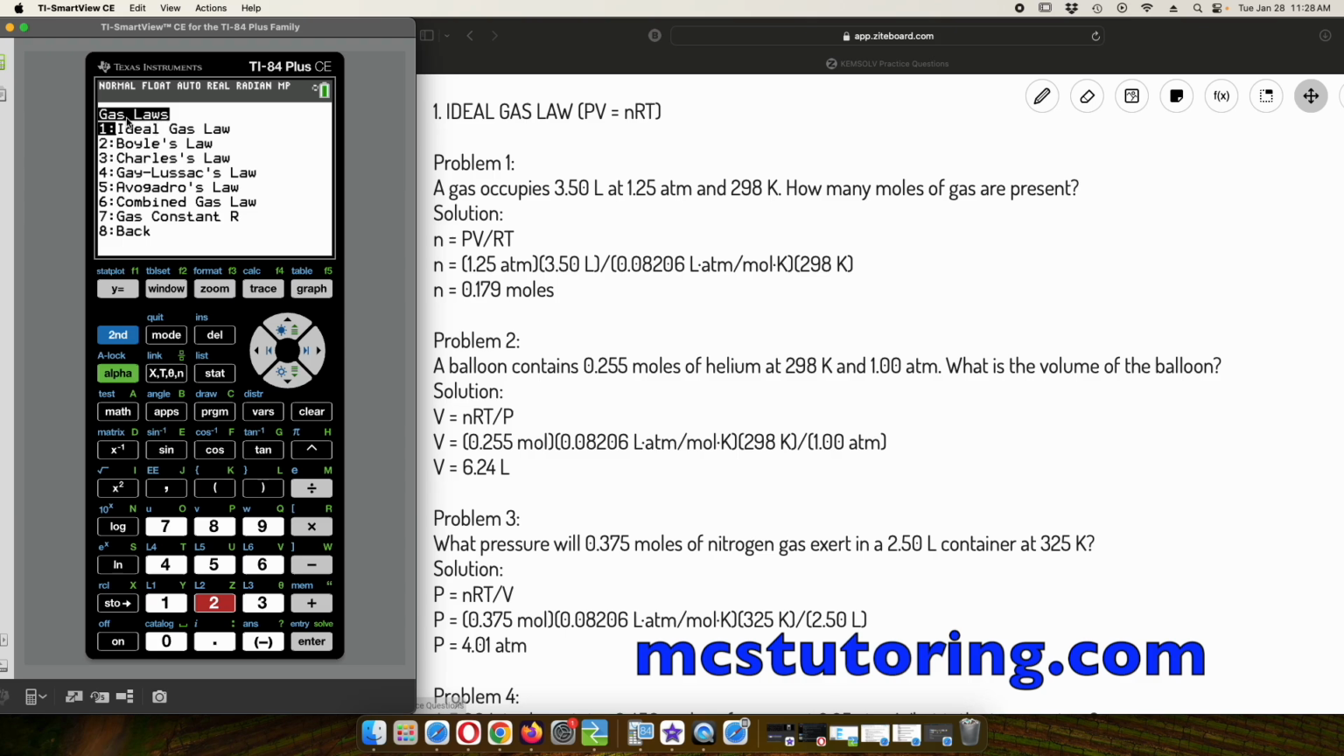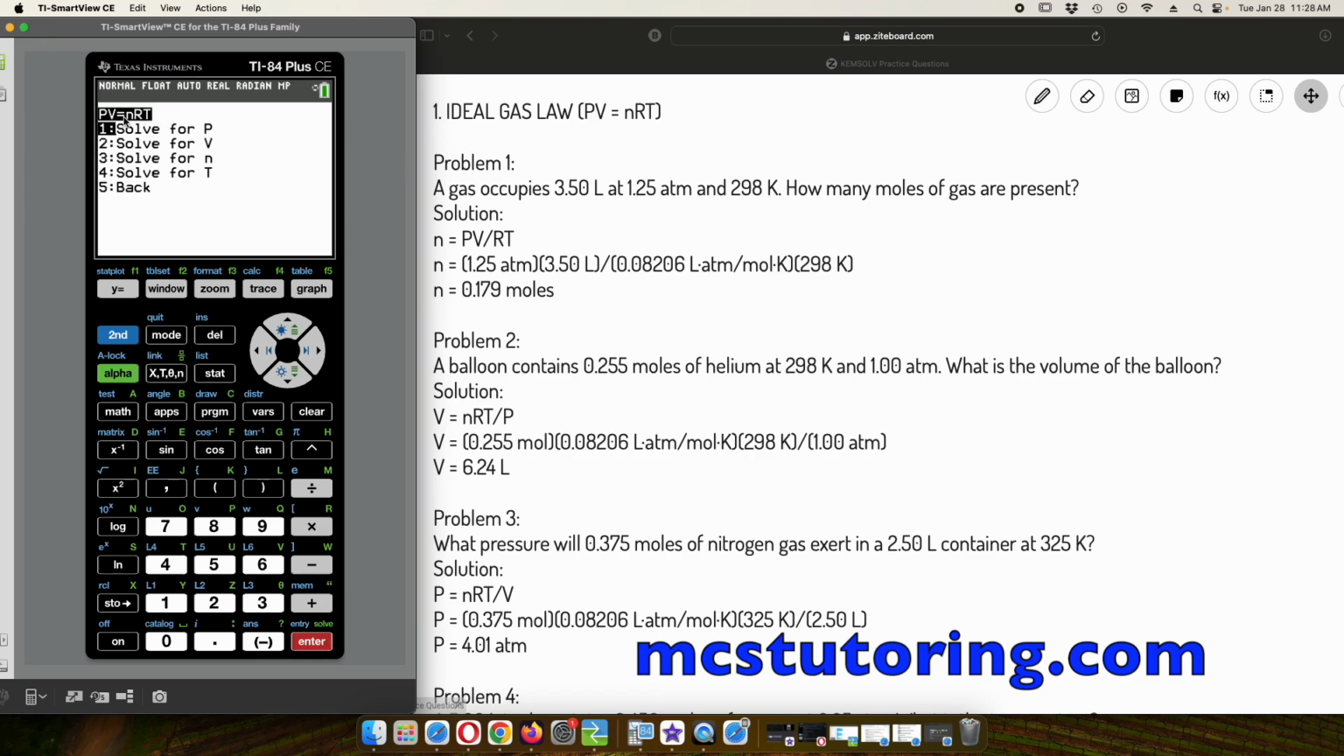It has all the gas laws: ideal gas law, Boyle's law, Charles' law, Gay-Lussac's law, Avogadro's law, combined gas law, and even shows the variance of the gas constant. So let's go to the first one, and we'll just work through it all.